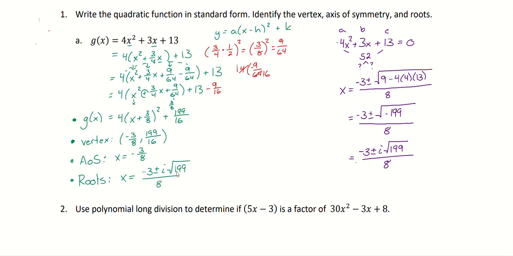Now, heads up to the people who are traveling for wrestling or volleyball. This is a different version of the test or the practice test than I gave you guys the other day.